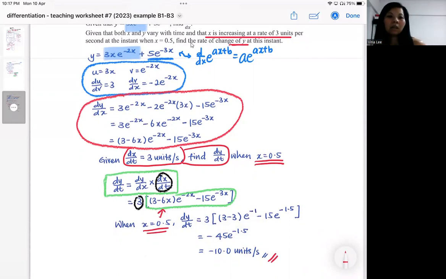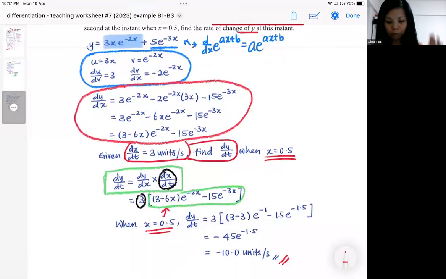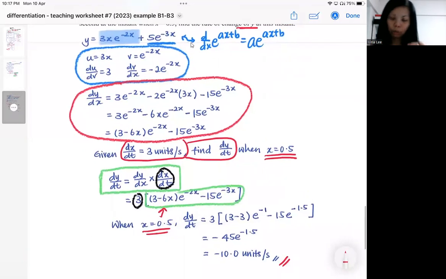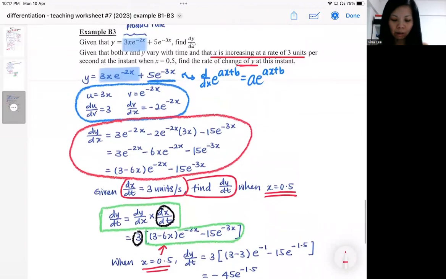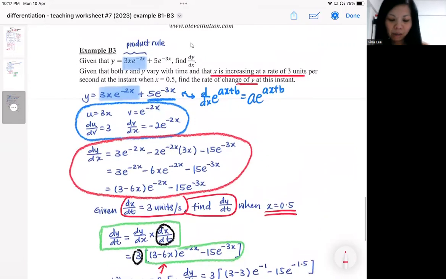So in a nutshell, the steps are similar, but because sometimes the steps are quite long, it will make you lose track. Sometimes even when you put in x equal to 0.5, you will take a bit of time to calculate. Or here in this case, maybe you will do all your steps correct, but you didn't realize that your dy/dx is wrong. You didn't realize that the first part actually needs a product rule.